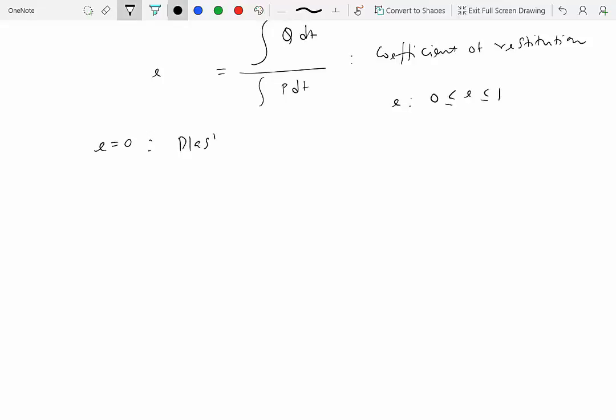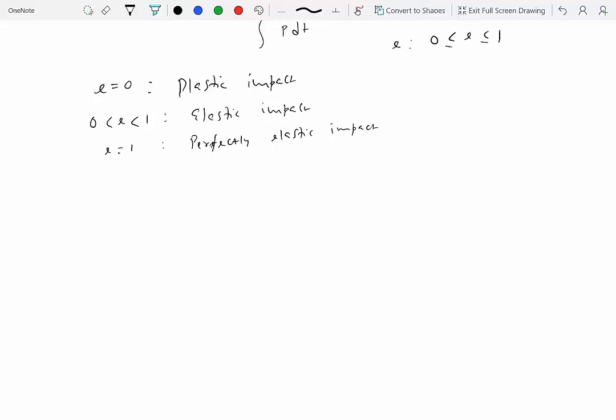All right. So we say that e is 0 for plastic impact. When e is between 0 and 1, so it's not 0, it's not 1, but in between, this is called an elastic impact. When e is equal to 1, this is called a perfectly elastic impact. This is a special case. And you also have something called perfectly plastic impact, which is when the two particles stick with each other after the impact. So particles A and B come together, imagine there was glue on them, and they impacted, got stuck into each other and moved together after the impact. That's called a perfectly plastic impact.